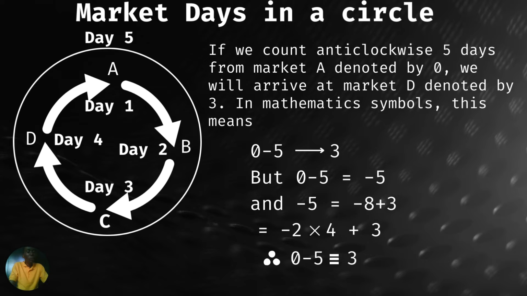So if we take it back to modular terms, minus 2 times 4 will give us minus 8. So when we add 3 to it, it will give us minus 5, because minus 8 plus 3 is minus 5. Now you can see, therefore, that 0 minus 5 is equivalent to 3. So we can take note of that 3 because it's going to be the remainder.